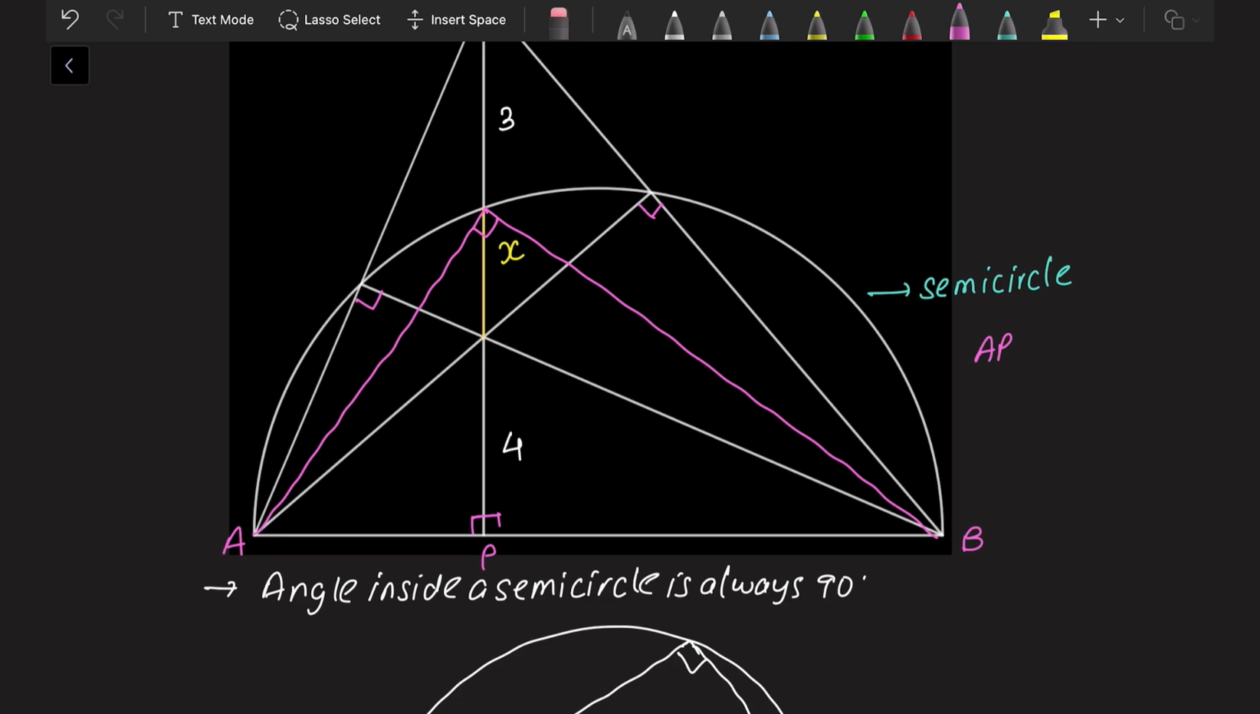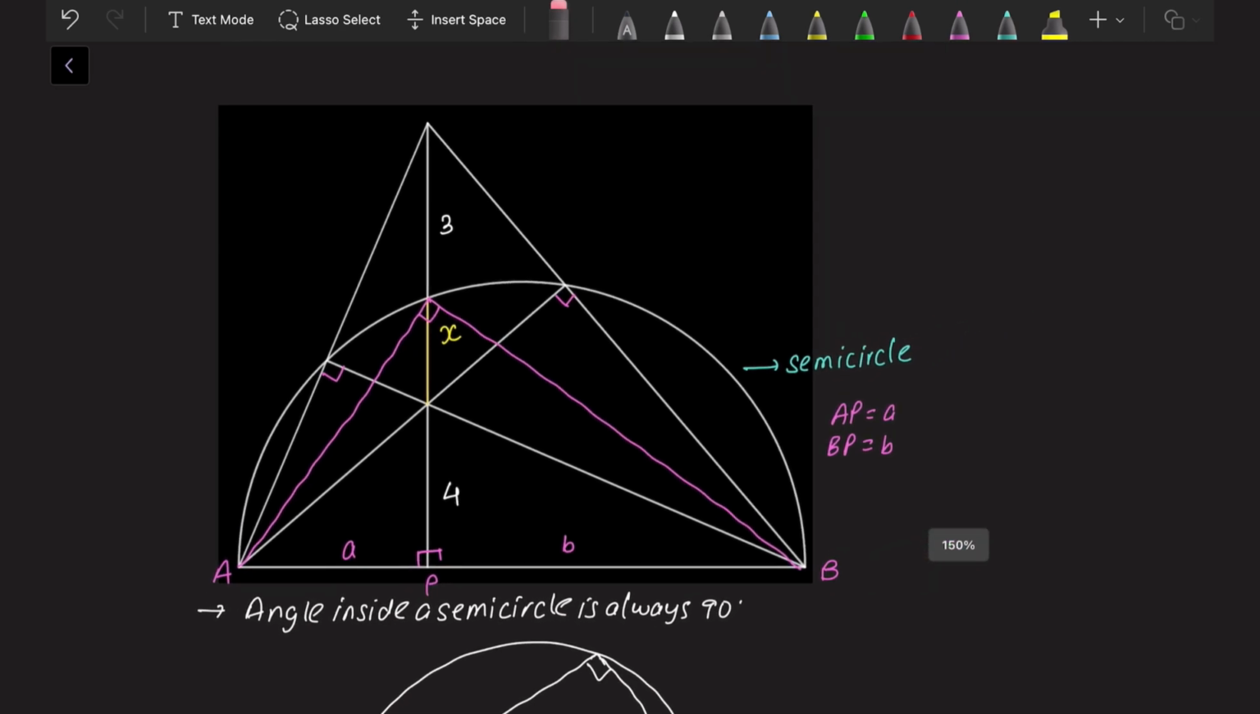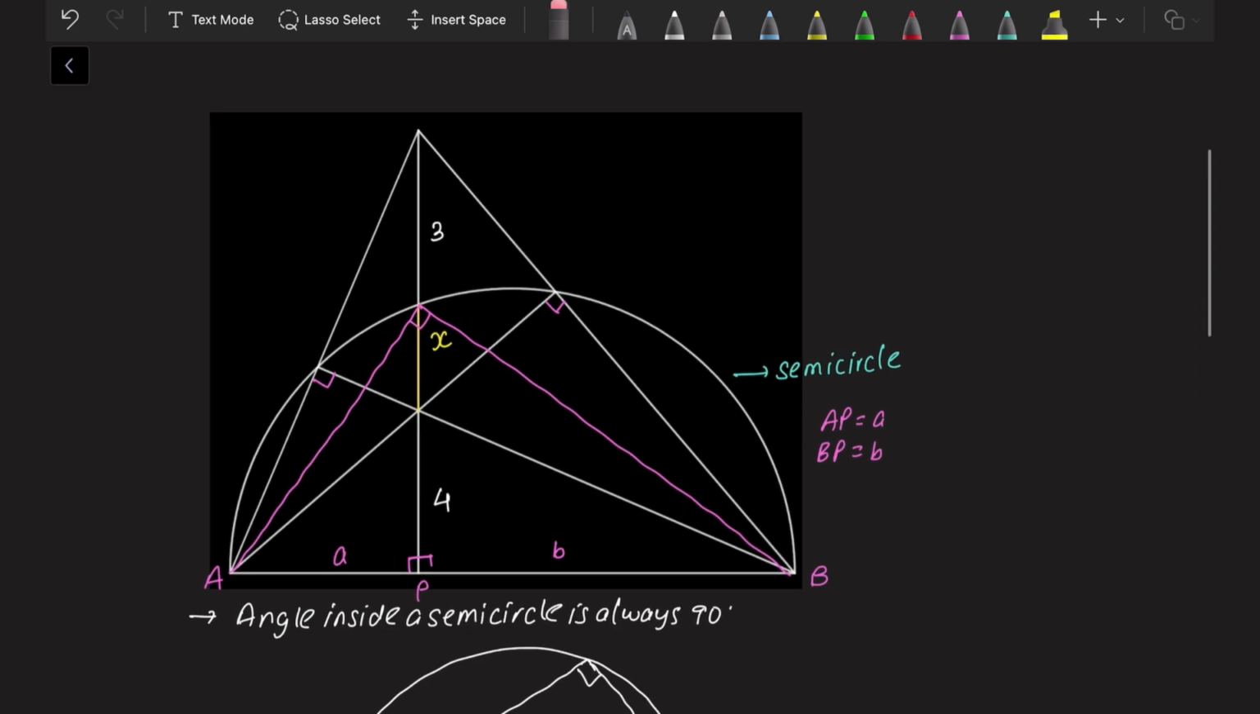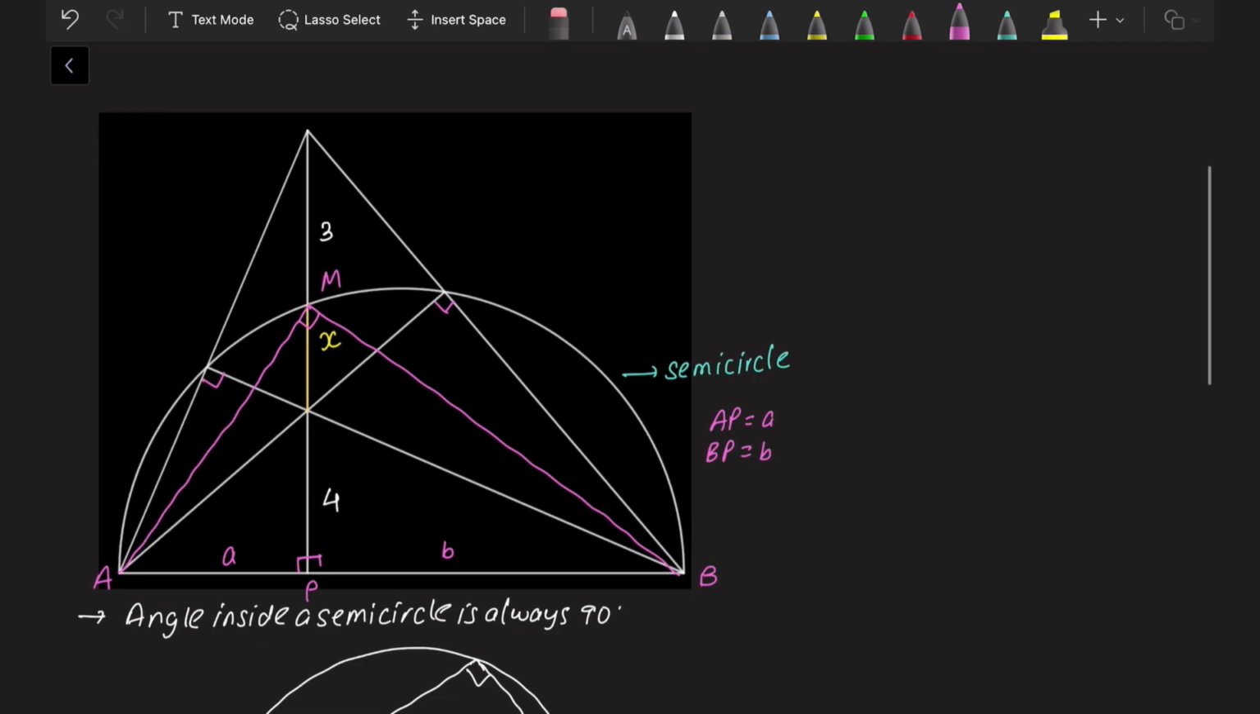Now what I will do is let the length AP equal a small variable a, and the length BP equal a small variable b. So this length I have taken as a and this as b. Sorry, I forgot to mention this also, that this is not the center. Some of you might have confused it as the center. Okay, now we are good to go. The first thing is that as you can see we have this right angle triangle on this particular side. Let me just name this top point as M, so now it would be clear.